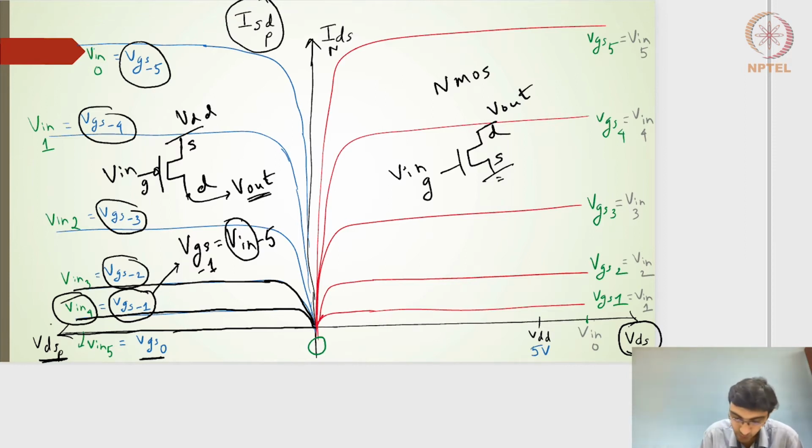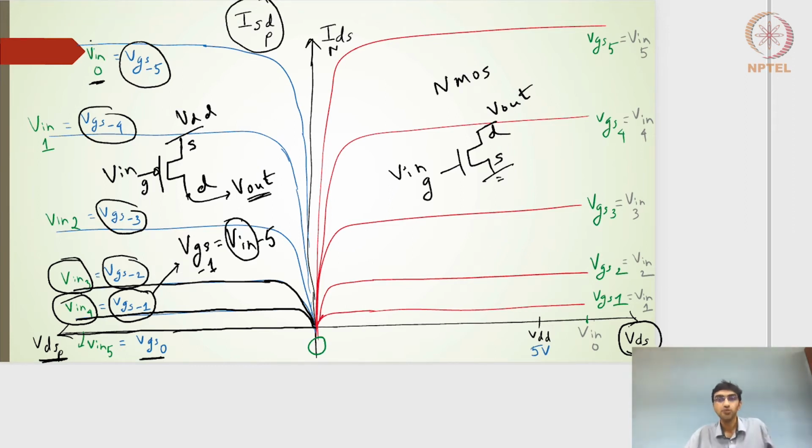This is my current profile. Similarly, if VGS is minus 2 volts, input is 3 volts, so my profile of the current is nothing but this. If input is 2 volts, that means VGS is minus 3 or VSG is plus 3, I'll get this particular profile. And V input of 1 represents VGS of minus 4 volts, that is what my profile will be. And V input of 0 gives me VGS of minus 5 or VSG of plus 5, which is this particular profile.